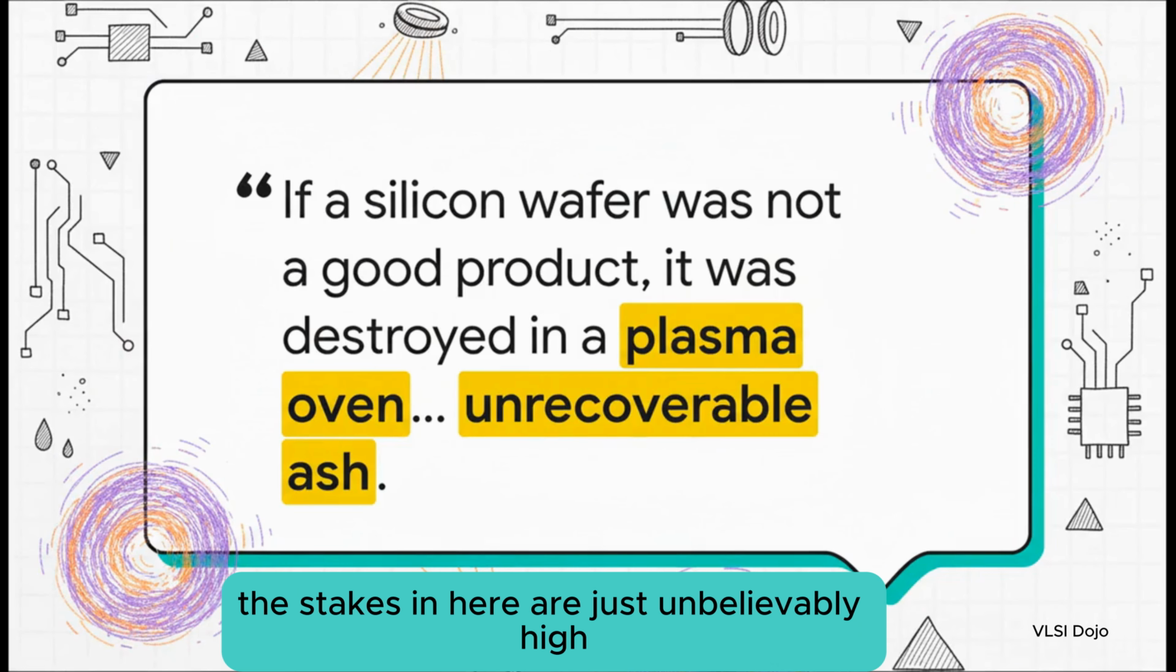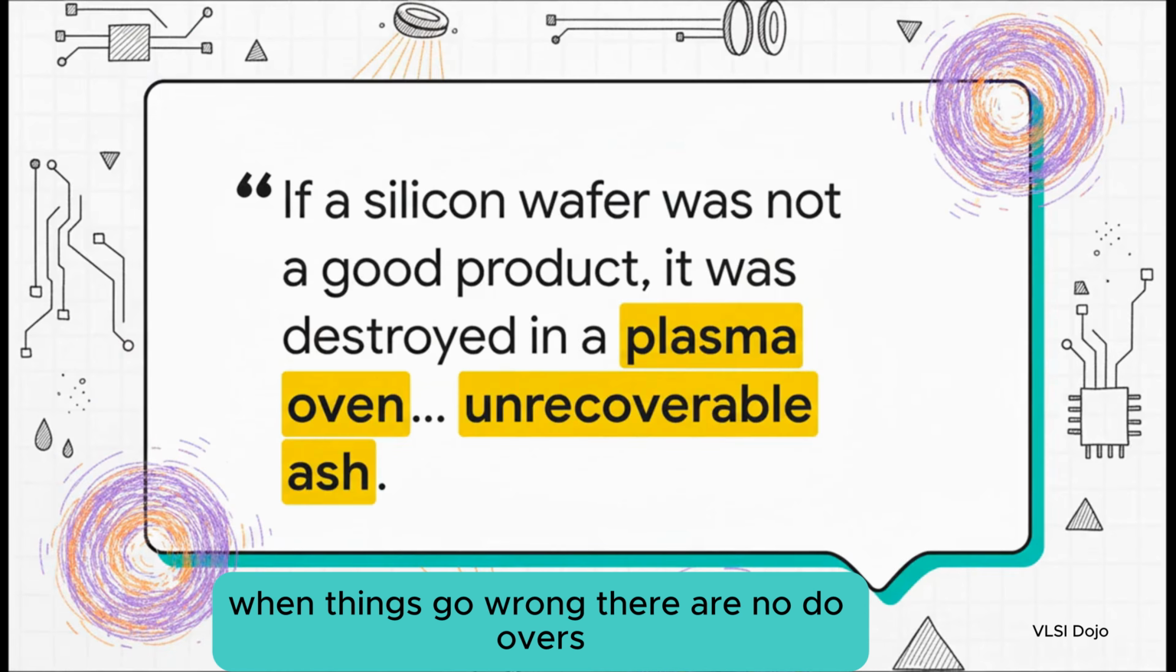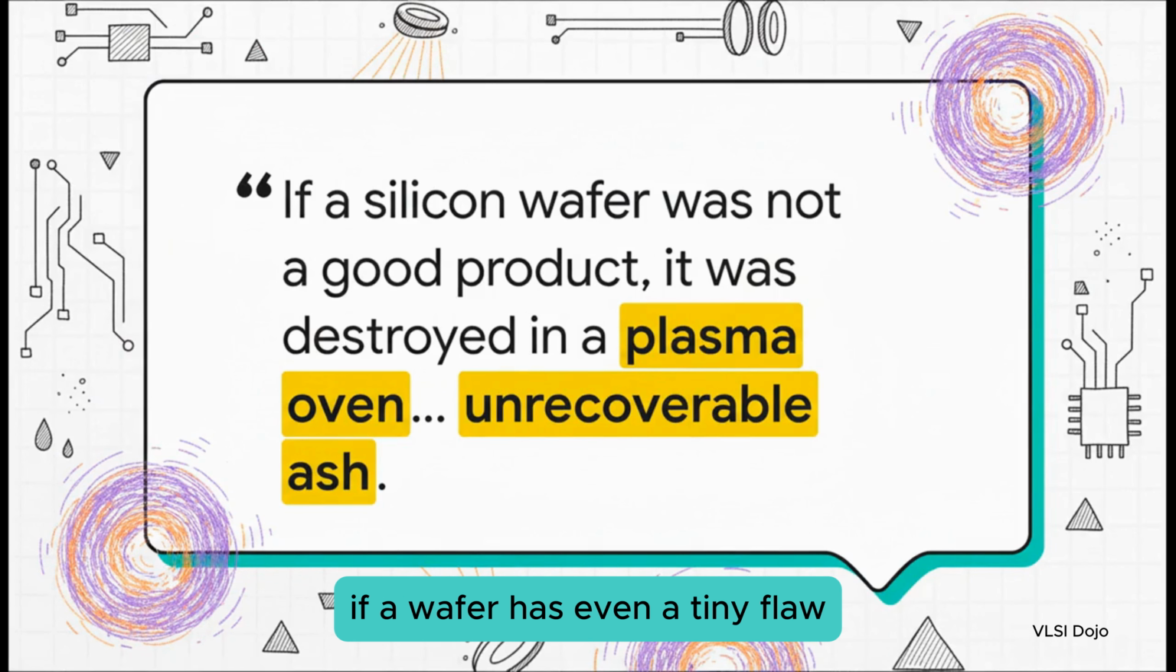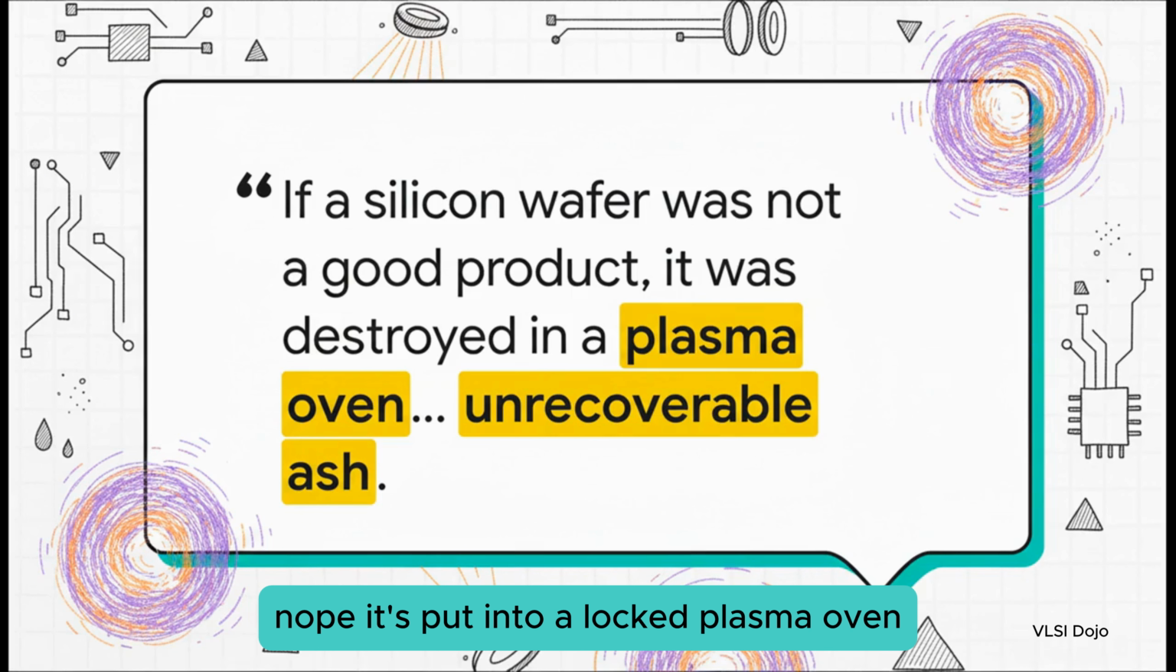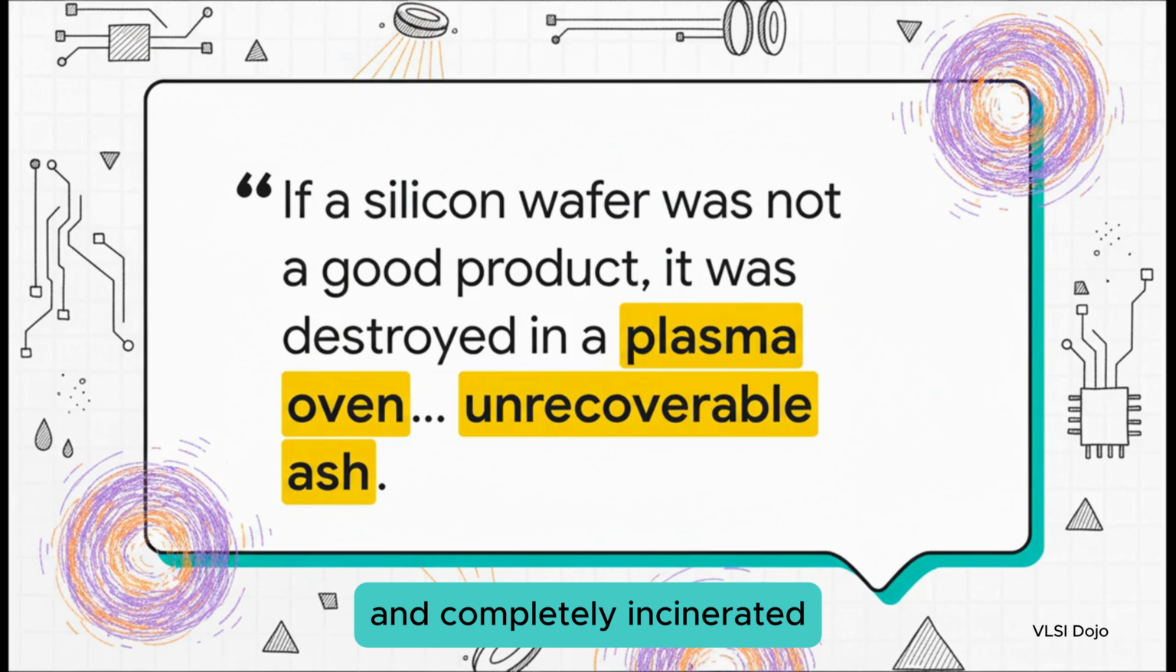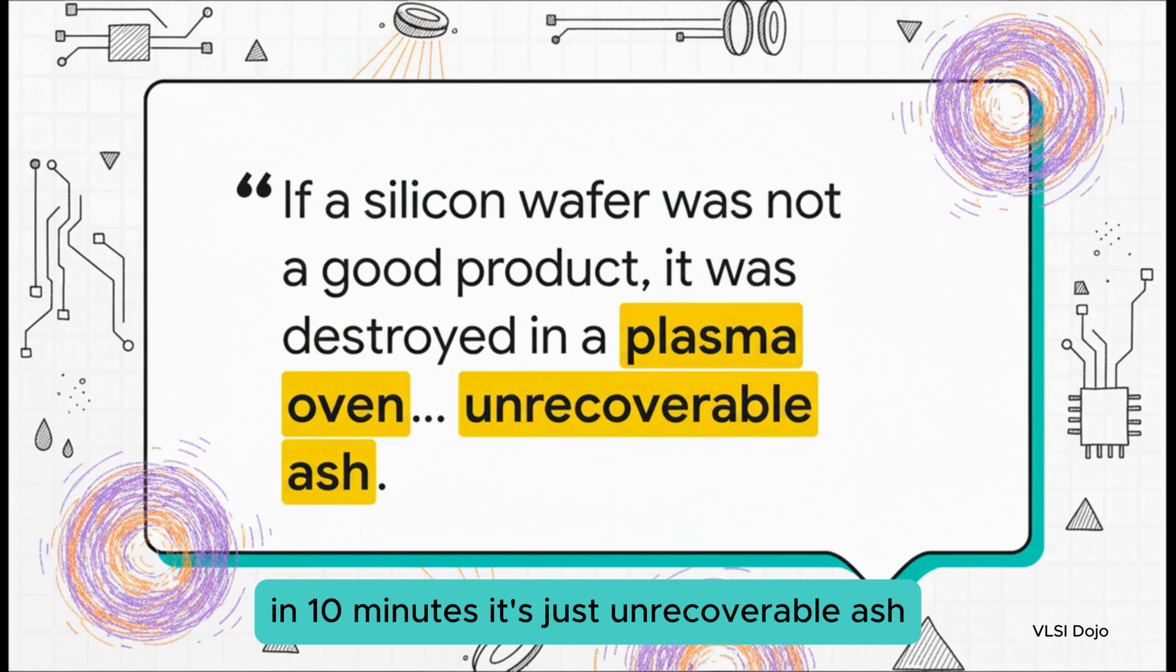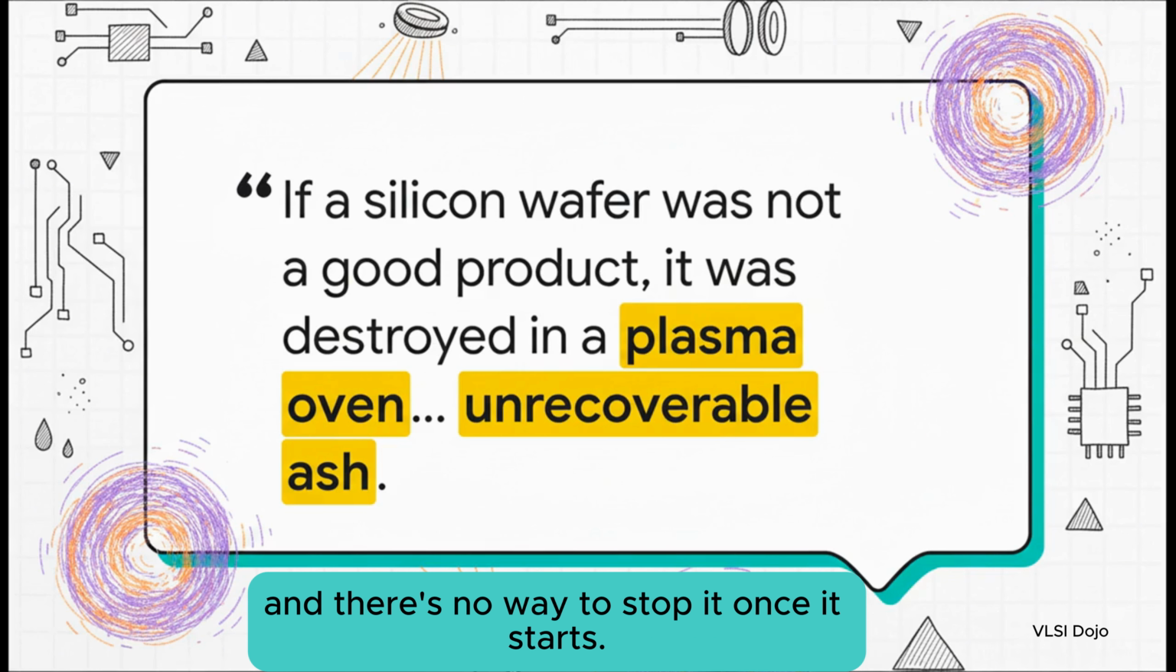And get this, the stakes in here are just unbelievably high. When things go wrong, there are no do-overs. If a wafer has even a tiny flaw, it's not recycled or fixed. Nope, it's put into a locked plasma oven and completely incinerated. In 10 minutes, it's just unrecoverable ash, and there's no way to stop it once it starts.